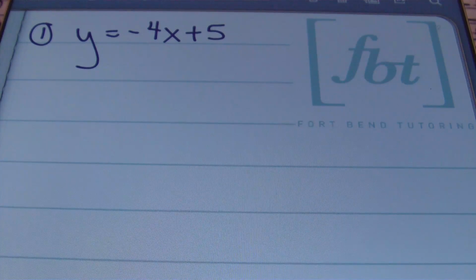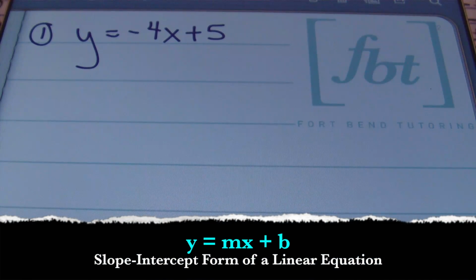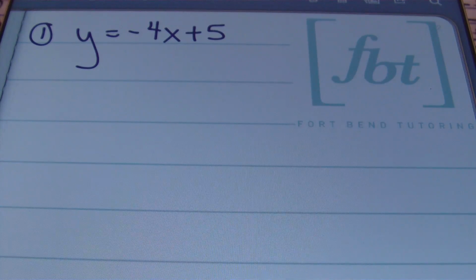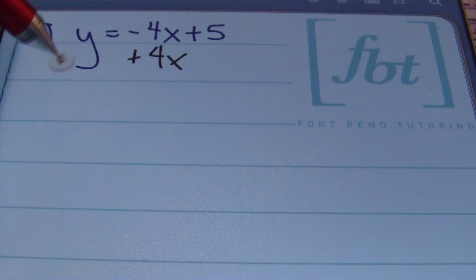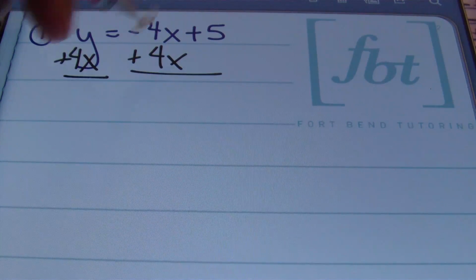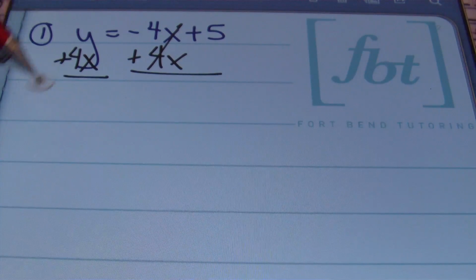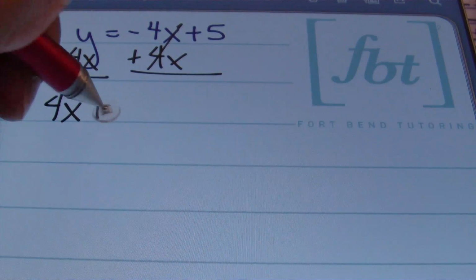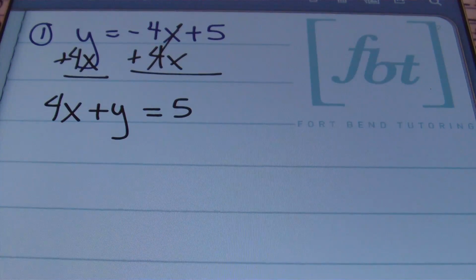In problem number 1 here, we're given an equation in slope-intercept form. That's right, that y equals mx plus b form that you should be familiar with. We have it in that form currently. So our job here is to write our result in standard form. That means I need to get my x term on one side of the equal sign along with my y term. I'm going to do that by adding 4x to both sides of the equal sign here. As I do this, I know that my 4x's will cancel out on the right side, and I'll write the left as 4x plus y equals 5.